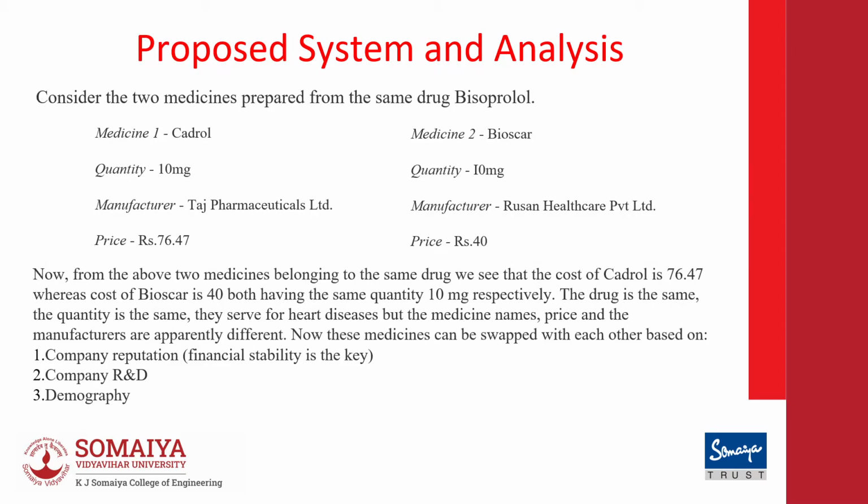The proposed system and analysis. Now, from the above two medicines belonging to the same drug, we can see the cost of the first medicine is 76.47 bucks, whereas the cost of the second medicine is 40 bucks, both having the same quantity, that is 10 mg respectively. The drug is the same. The quantity is the same. They serve for heart disease, but the medicine names, price, and manufacturers are apparently different. Now, these medicines can be swapped with each other based on brand, company reputation, company R&D, and demography.